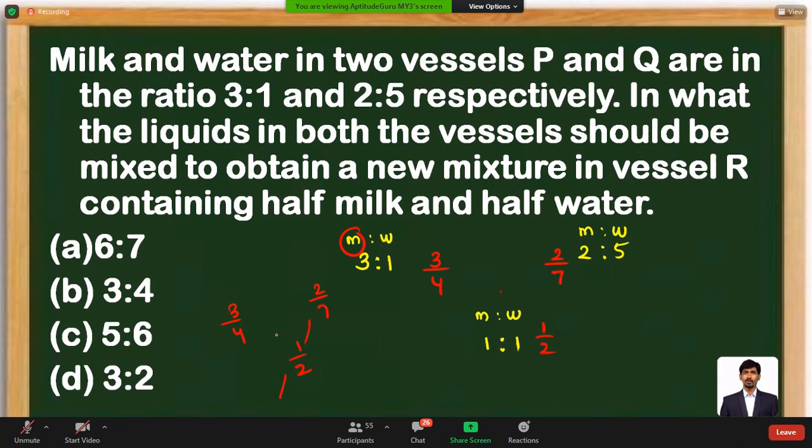This minus this and this minus this will give you your answer. If you do the subtraction, you will get the value. 2/7 minus 1/2, what is the difference? It is 14, 4 and this is 7. This is 3/14 here. 3/4 minus 1/2 is giving 1/4. So if we cross multiply, it is going to be 12:14, or otherwise 6:7, which is available as option A. Mark it as answer.